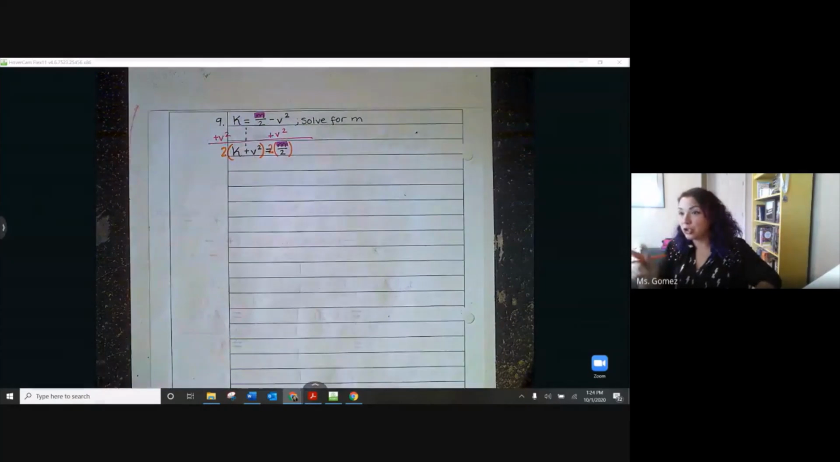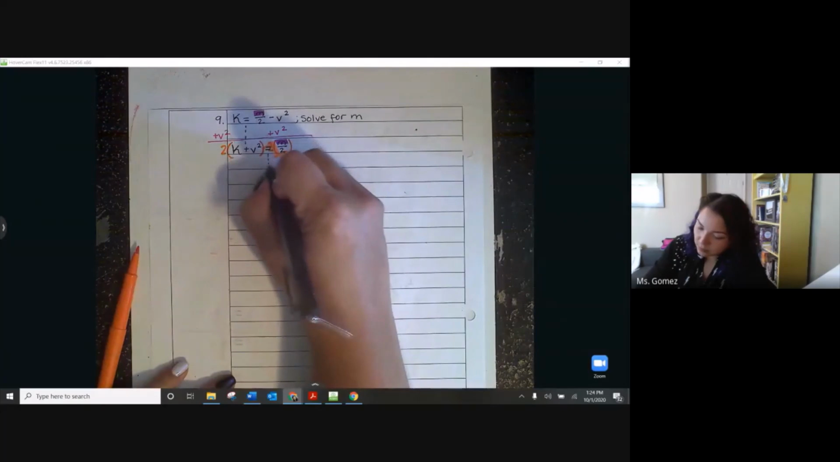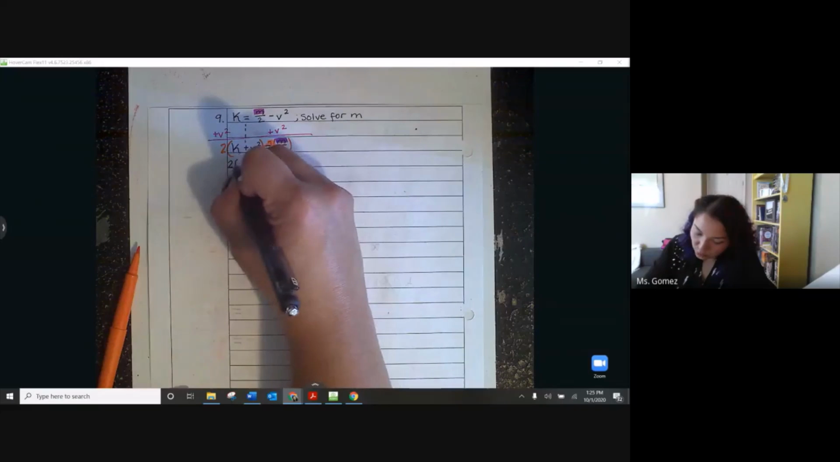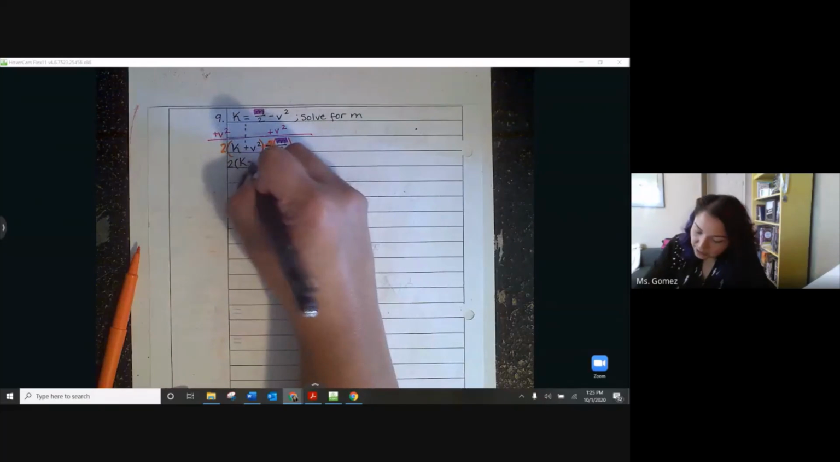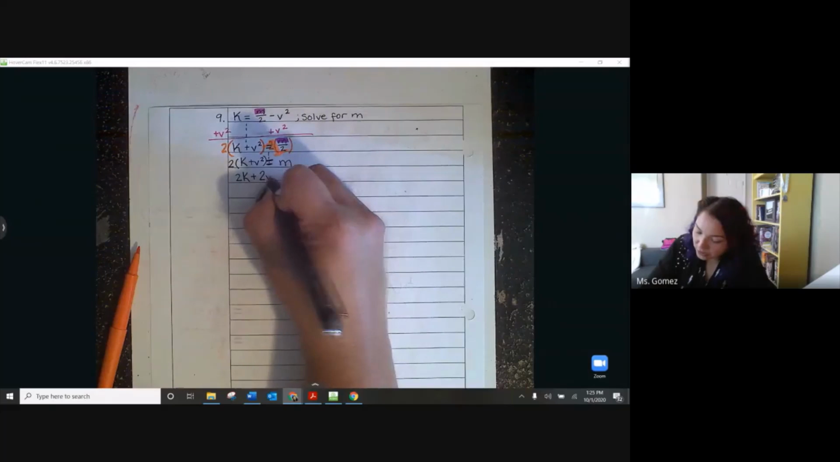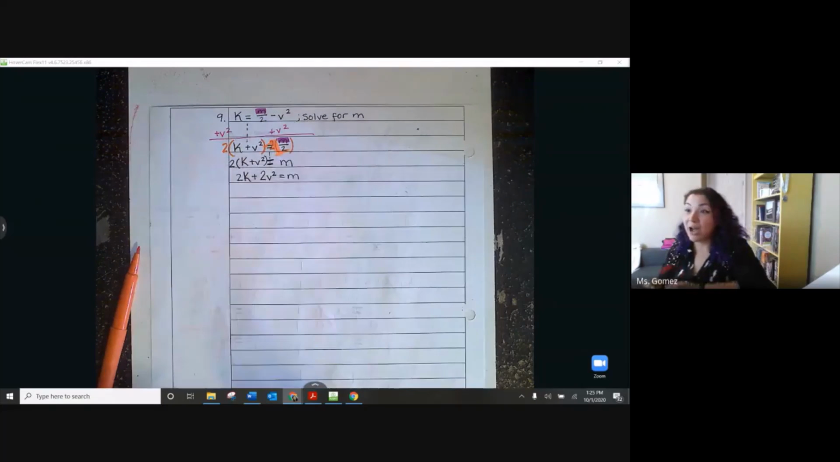Now, what's 2 divided by 2? 1. Love it. So that means my equal sign and my M. Now, you can actually write this 2 different ways. If you want to be lazy, you could just leave the 2 and the parentheses with the capital K plus V squared. Or you could see that and say, I need to distribute. You could also write 2K plus 2V squared equals M.